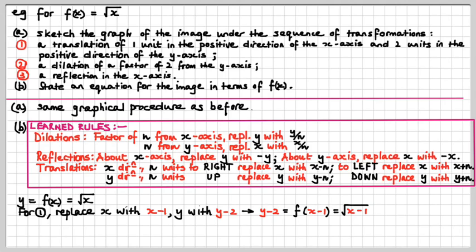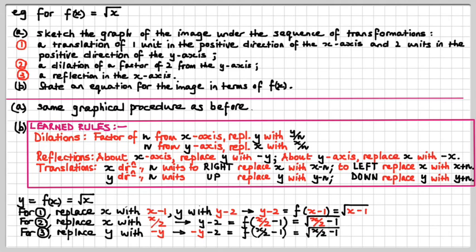So I've done both of those in one fell swoop for you. You see there's the y minus 2 instead of the y, and there's the x minus 1 instead of the x. So that's the first thing. Now number 2, a dilation of factor 2 from the y-axis, so you would replace x with x over 2, and you would get that. The third one is a reflection in the x-axis, so you'd replace y with minus y, and you'd get that. I think that's all, isn't it?